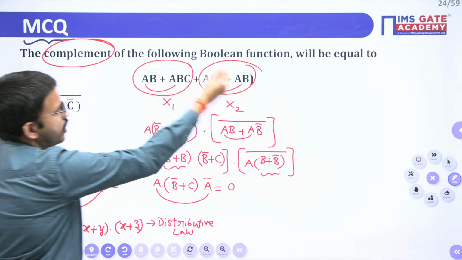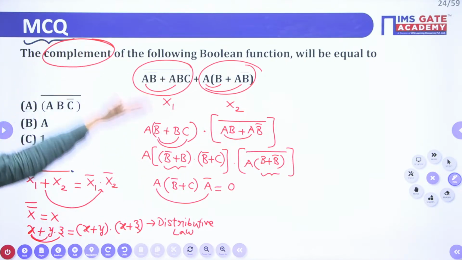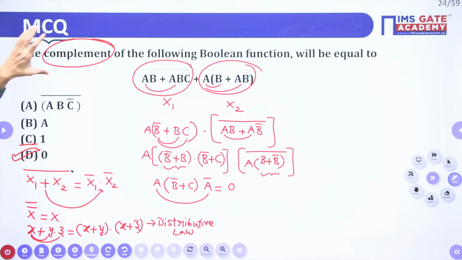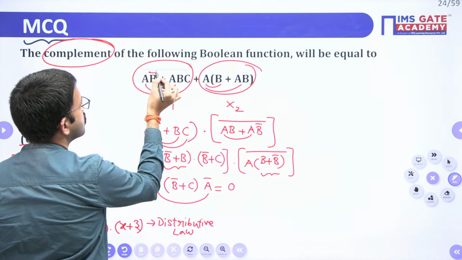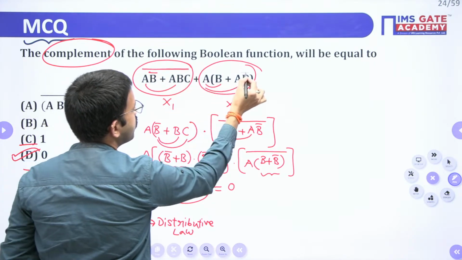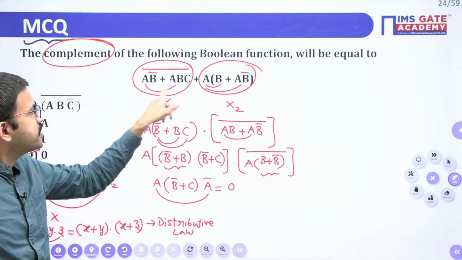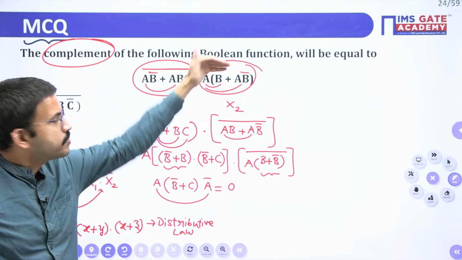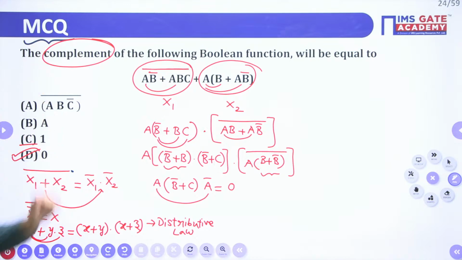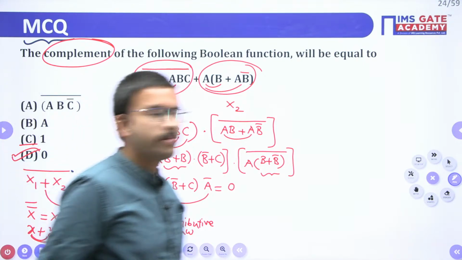Suppose for this overall function, if you do not apply complement and if you solve, you may get option C. But since they have asked for overall function complement, the final answer will be option D. So here you are having bar like this. Is it clear, Revant and other students? Here AB bar plus ABC whole bar, here A into B plus AB bar. For this overall function, we have to find the complement. Yes, very good, Abhilash.